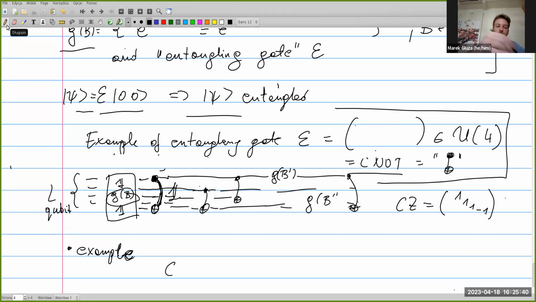So CZ and C naught are related. It's an interesting homework: what's the relation between them? 0, 0, 0, 1, 1, 0, 0, 0. That could be taken as the C naught, for example. Why is this an entangling gate?